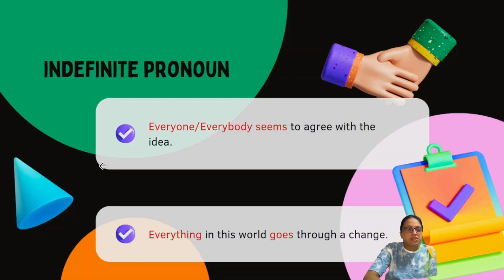Okay, let's see some examples of how we can use everyone, everybody, and all. See, in this sentence, you can use everyone or everybody, whichever you want, "seems to agree with the idea." It will always take a singular verb. It has taken "seems" with an S, which is singular. Another example: everything in this world goes through a change. So with everything, we want to say every individual thing in the world goes through change. Again, "goes" is a singular verb.